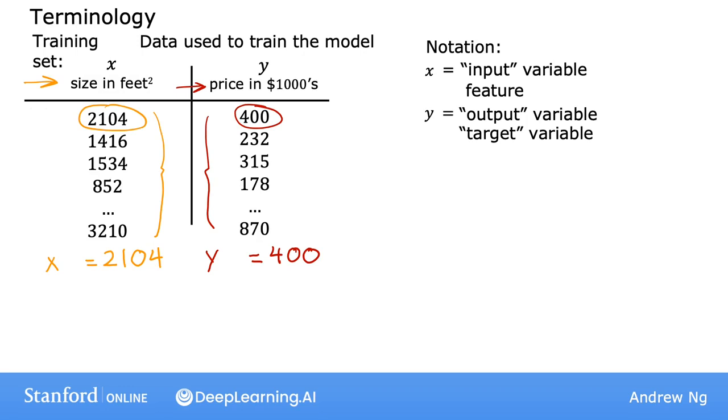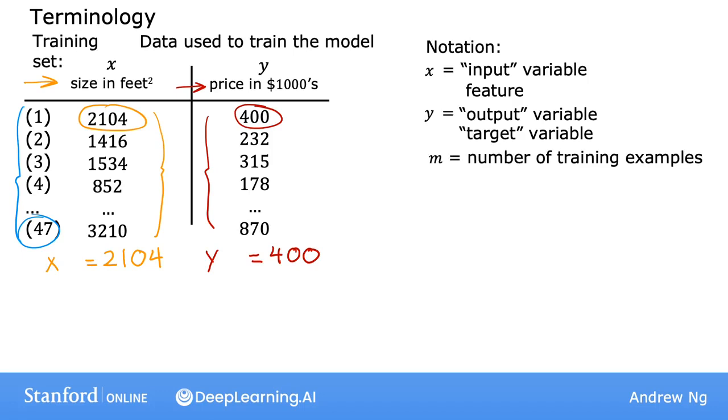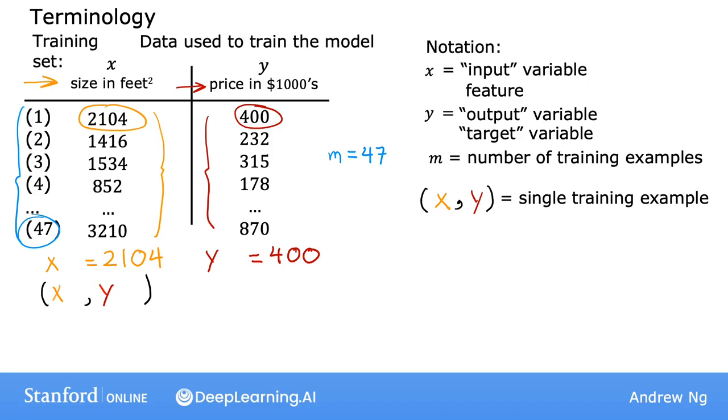So the dataset has one row for each house, and in this particular training set, there are 47 rows, with each row representing a different training example. We're going to use lowercase m to refer to the total number of training examples, and so here, m is equal to 47. To indicate a single training example, we're going to use the notation (x, y). So for the first training example, (x, y), this pair of numbers is (2,104, 400).